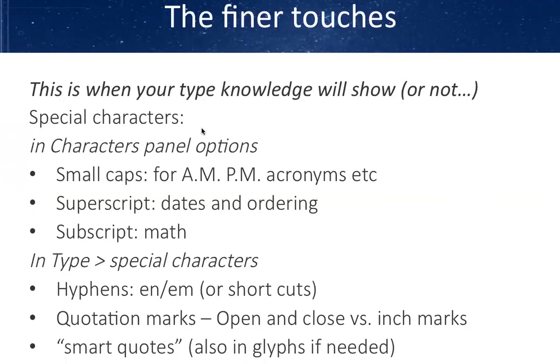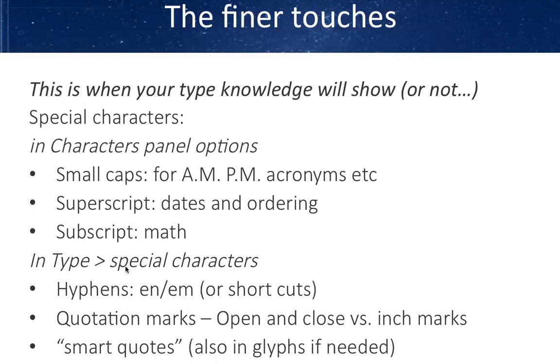So when we're talking about special characters, there are quite a few, but I'm just going to mention some of the basics. In your character panel options, you can find small caps. Now, small caps should technically be used for times like AM and PM, and sometimes for acronyms and things like that in text. You can also find a superscript, which lifts the text up a little bit, and that is for dates and ordering. And subscripts, which are usually only used for math.